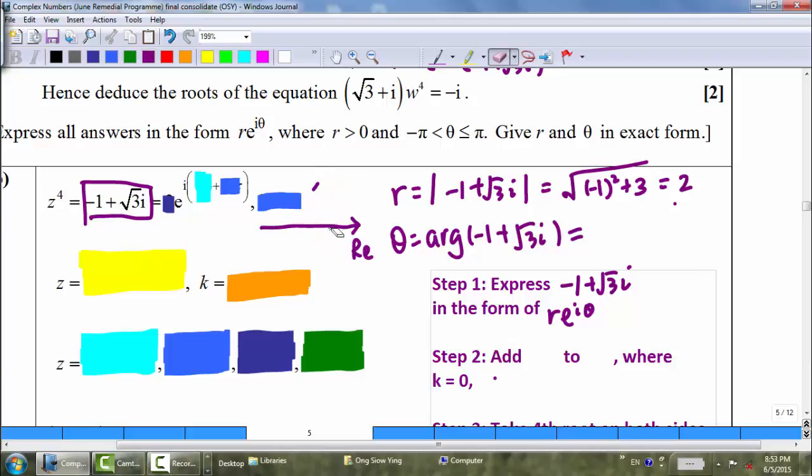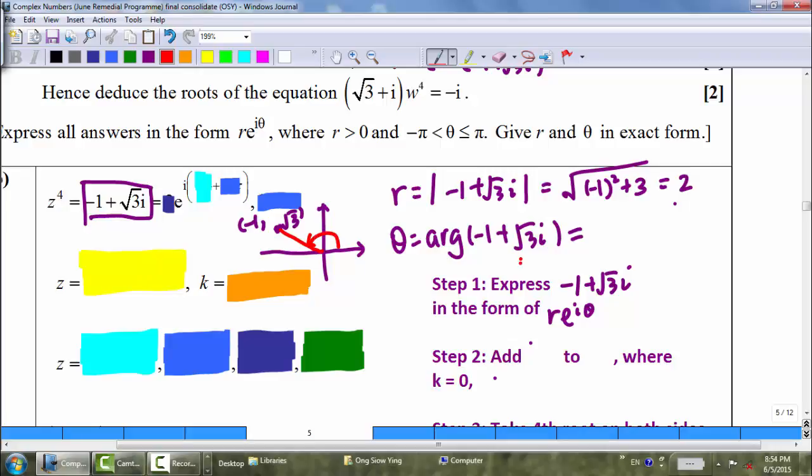Let me just draw the second quadrant here. x is negative, y is positive. So this point here has coordinates minus 1 and square root 3. Okay, this is the point. And what is the argument? The argument is just this angle here, measured from the positive real axis.